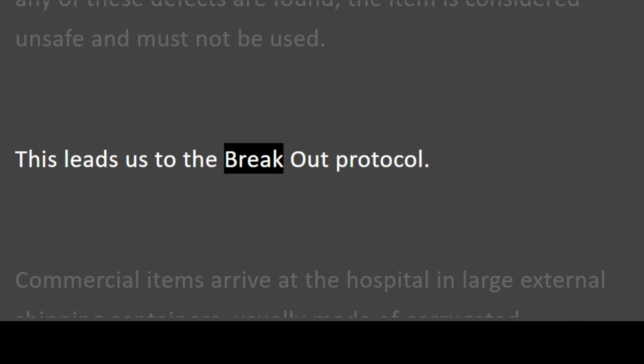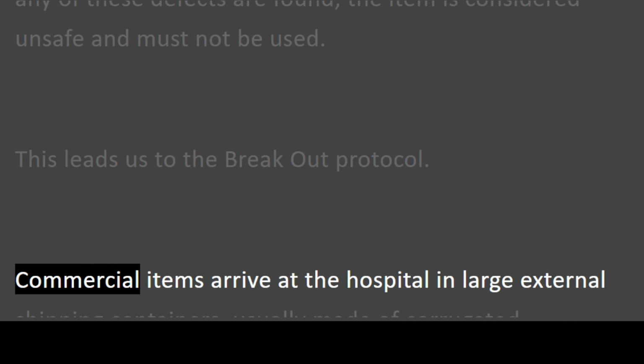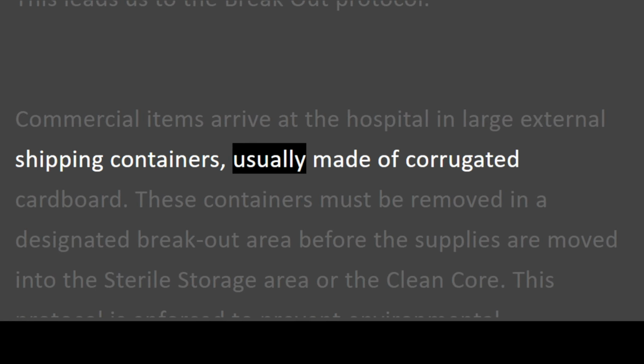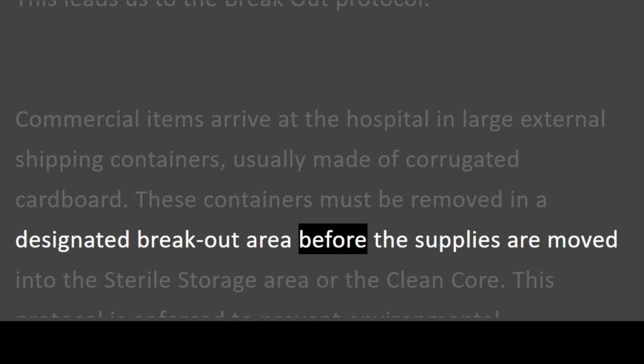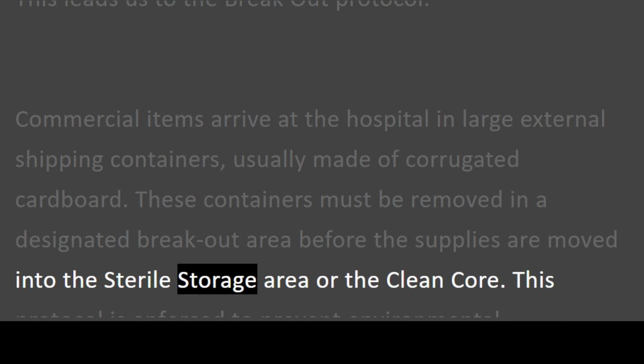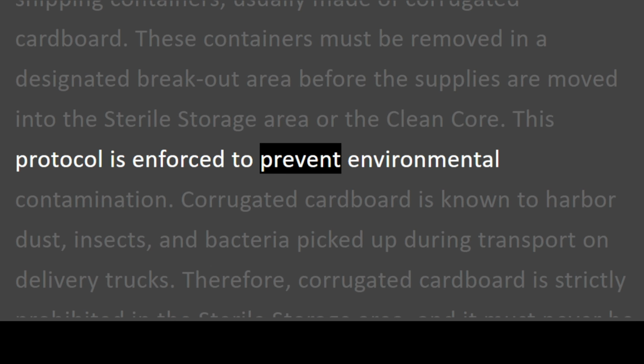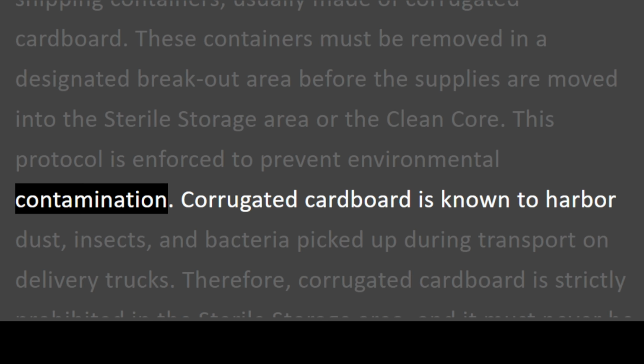This leads us to the breakout protocol. Commercial items arrive at the hospital in large external shipping containers, usually made of corrugated cardboard. These containers must be removed in a designated breakout area before the supplies are moved into the sterile storage area or the clean core. This protocol is enforced to prevent environmental contamination.